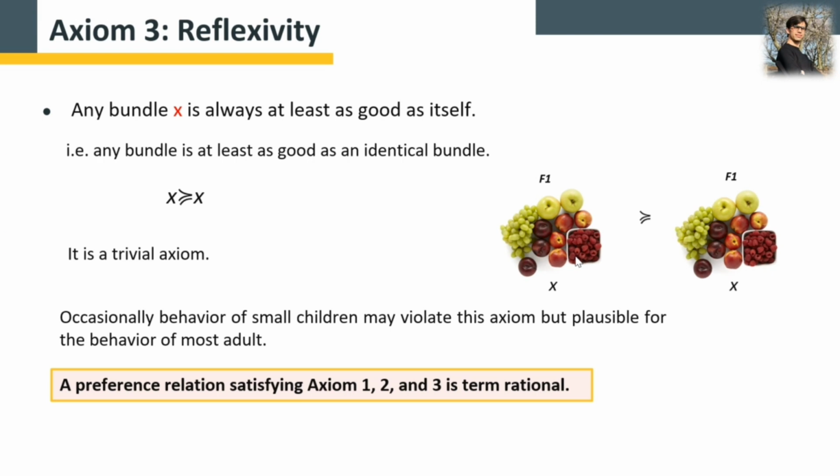Then if F1 is at least as good as F1, or X is at least as good as X, it means we are indifferent between two identical bundles. It's a trivial axiom, but sometimes this axiom can be violated, specifically, occasionally, for the behavior of small children.